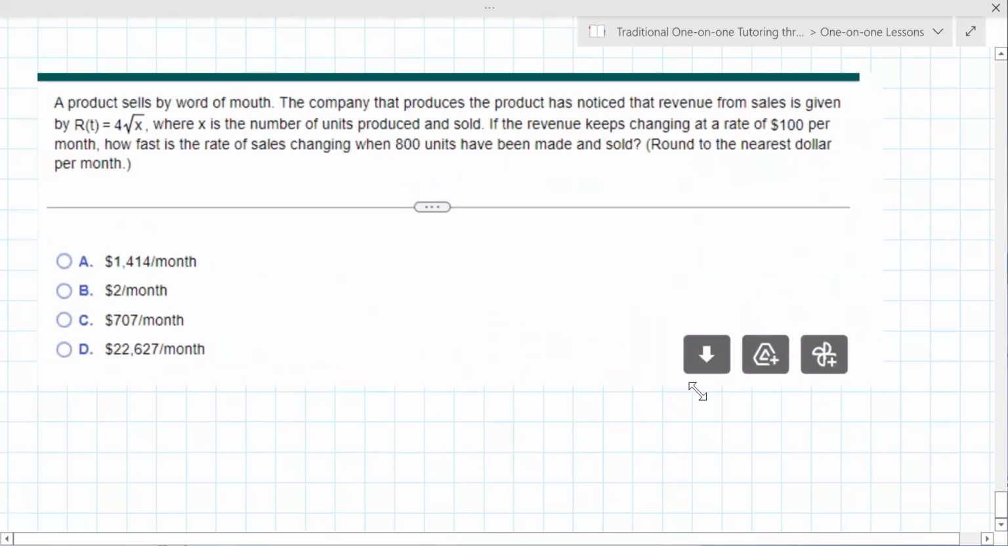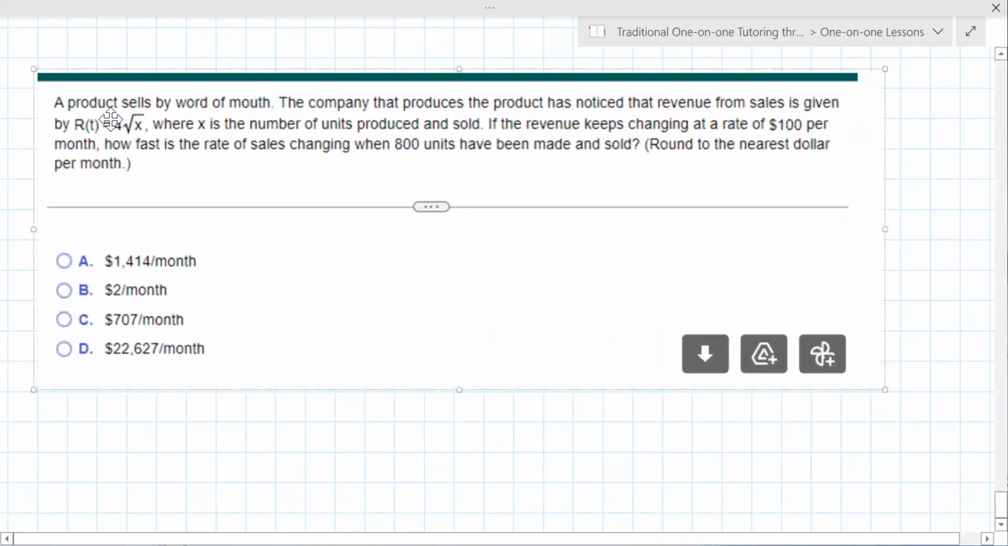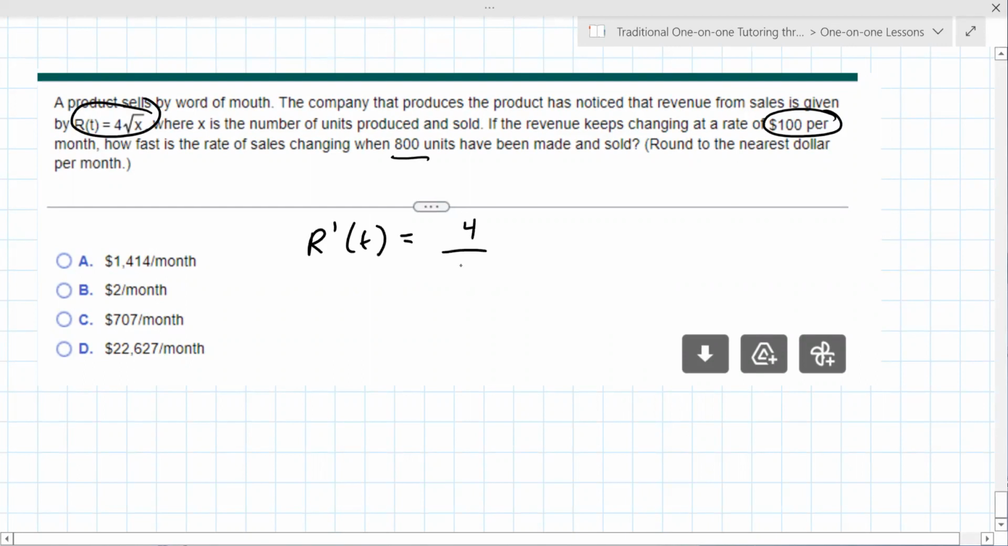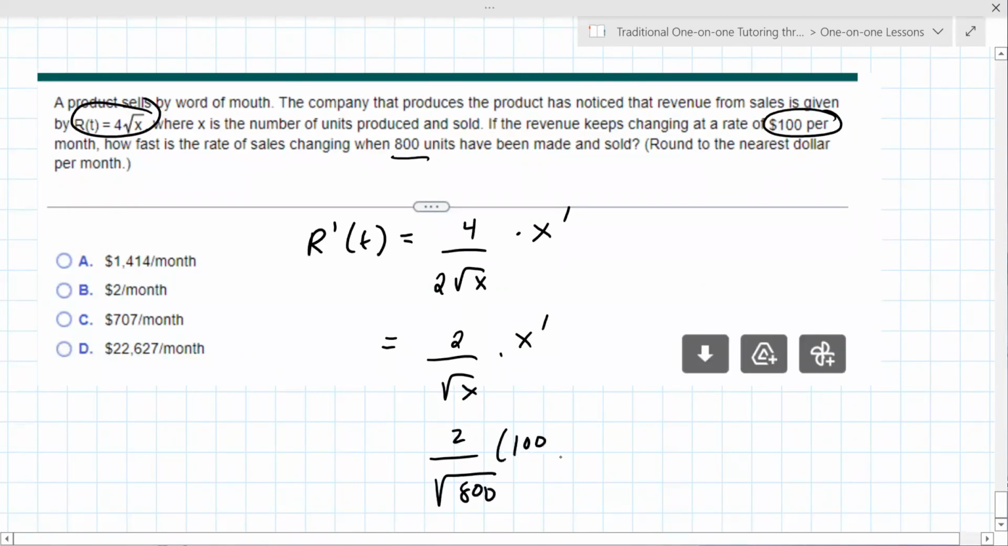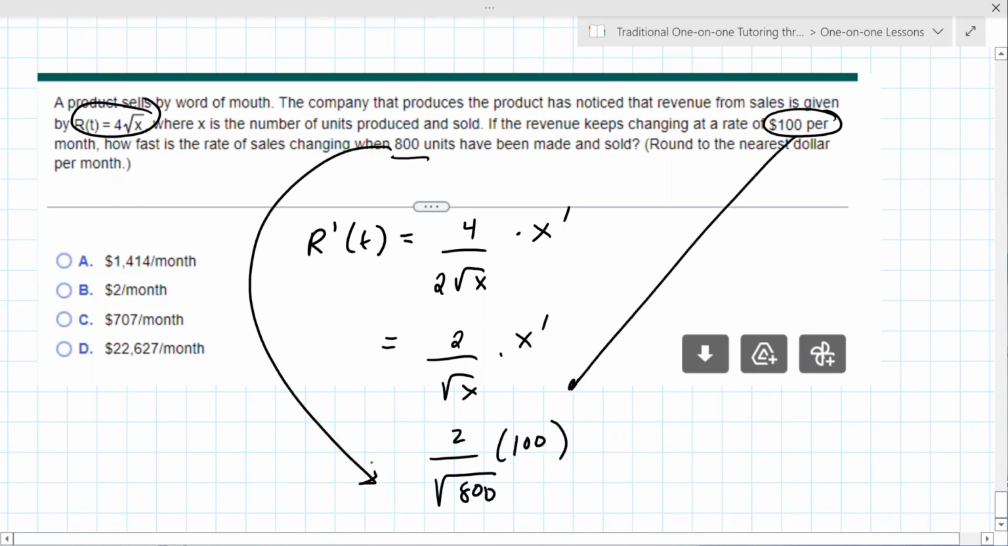All right, the product sells by word of mouth. They give you a function here, and they want to know how fast the rate of sales change when 800 units have been sold, and they tell you it's $100 per month. So you have to find R prime of t. So R prime of t ends up being 4 over 2 square root of x times what's called x prime, and that's 2 over square root of x times x prime, 2 over the square root of 800, and then your x prime is 100.